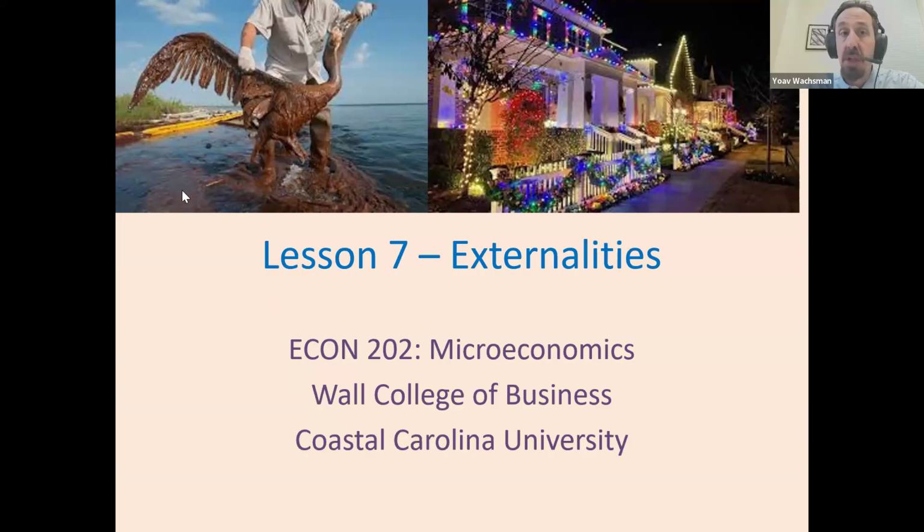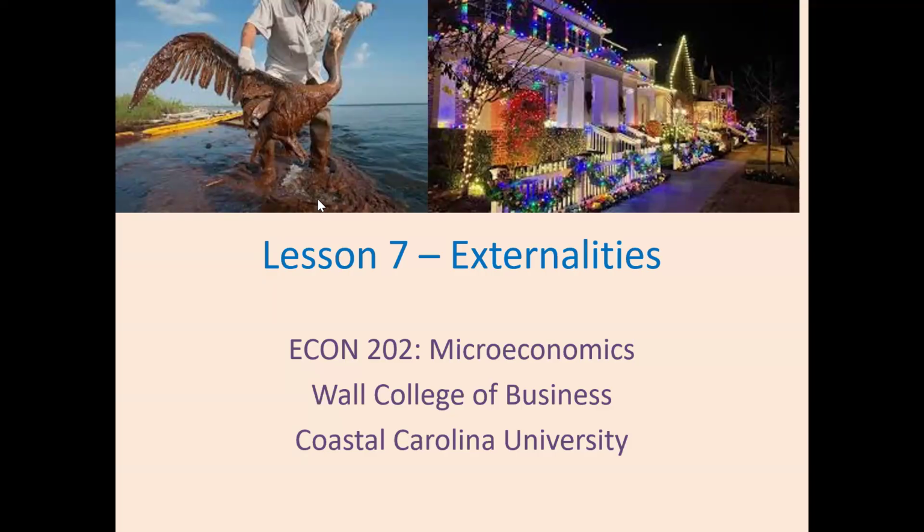In the top left, you see a picture of a pelican covered with oil. This is a result of the British Petroleum oil spill of 2010. That was, of course, an unintended consequence of oil drilling in the Gulf of Mexico, and that is considered a negative externality. On the top right, you have a picture of a street during Christmas, and you see that several of the houses are decorated for Christmas. It just makes the neighborhood look nicer. So when you decorate your house, you typically create a positive externality for your neighbor and for people who are visiting the neighborhood. So with no further ado, let's jump to the lesson.